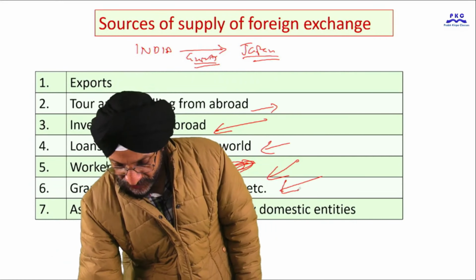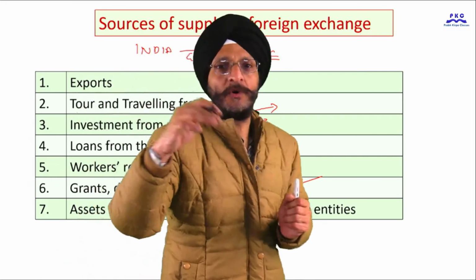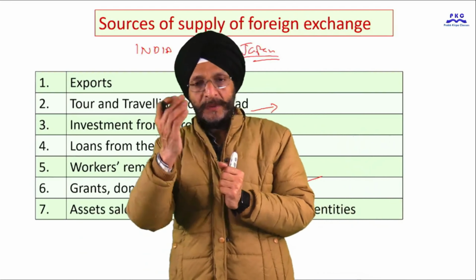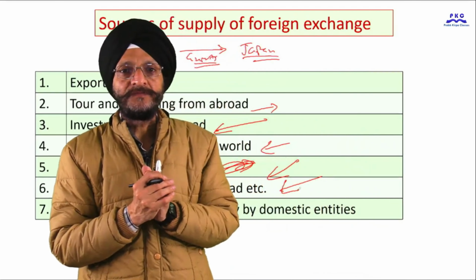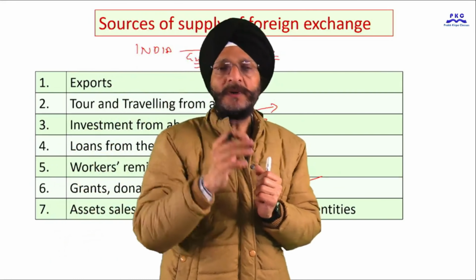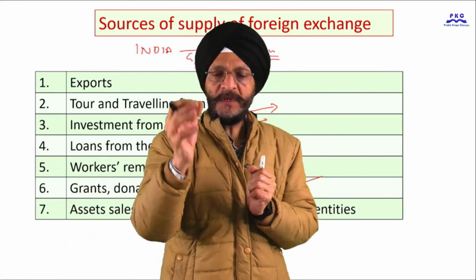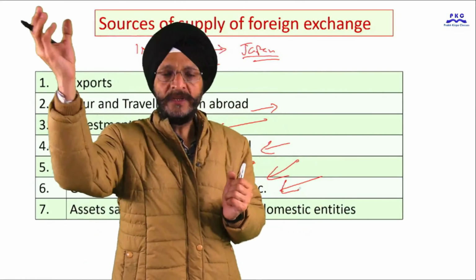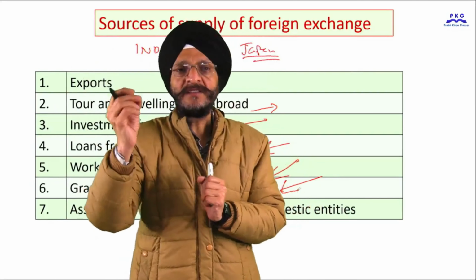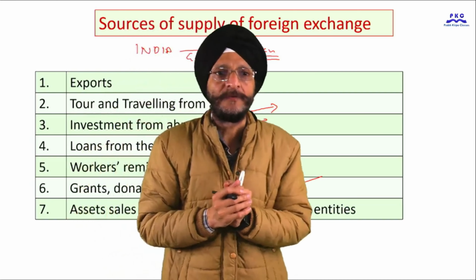Sometimes we receive grants and donations from abroad. It may be unilateral transfers or some sort of grants for investment purpose, some specific purpose. Some donations may be received by our country from the rest of the world. It results also in the supply of foreign exchange.